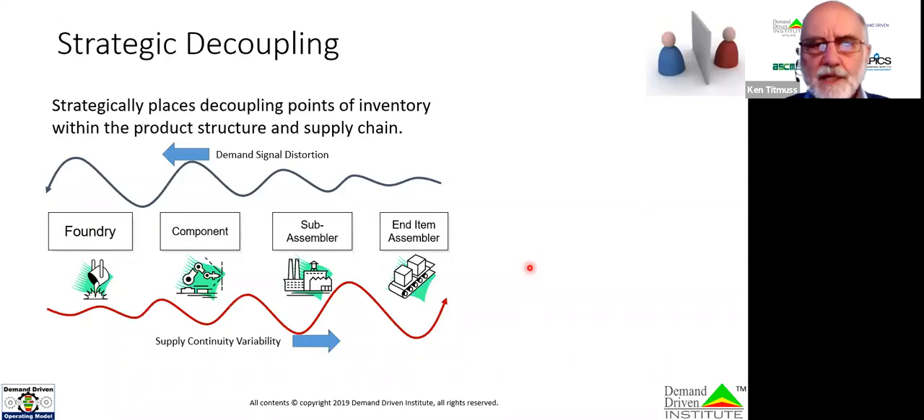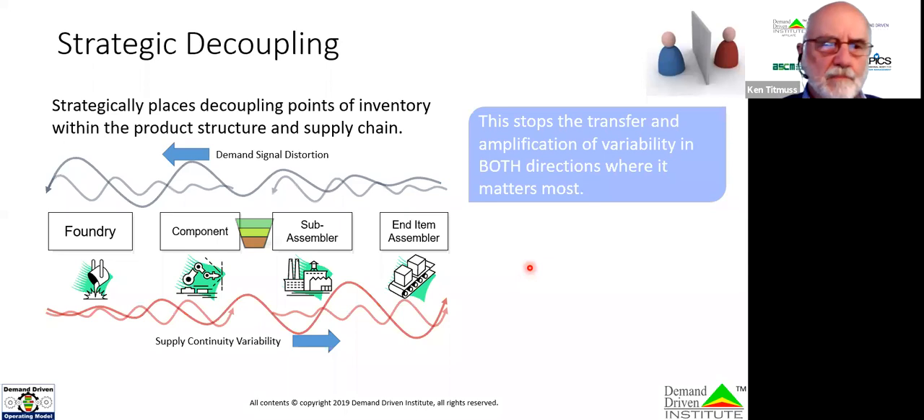So we need to strategically decouple our supply chains. And if you come on the Demand-Driven Planner course, we go through 6 different positioning strategies. I'm not going to go through them in detail today, but we need to strategically place decoupling points of inventory within the product structure or the supply chain to stop this demand signal distortion going up the supply chain and the supply continuity variability coming down the supply chain.